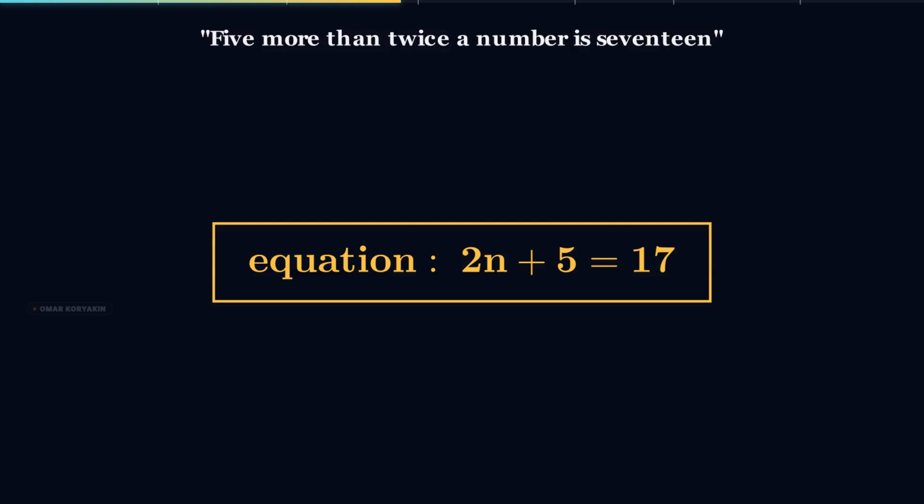As a bonus check, you could now solve the equation: subtract 5 from both sides to get 2n equals 12, then divide by 2 to get n equals 6. The translation step is what makes the solution possible at all, so investing in clean translation pays off many times over across every word problem in the rest of the course.